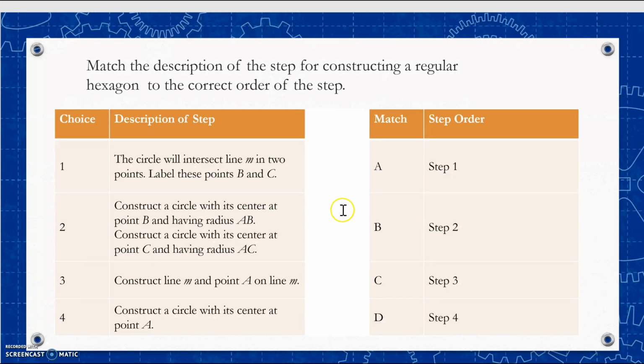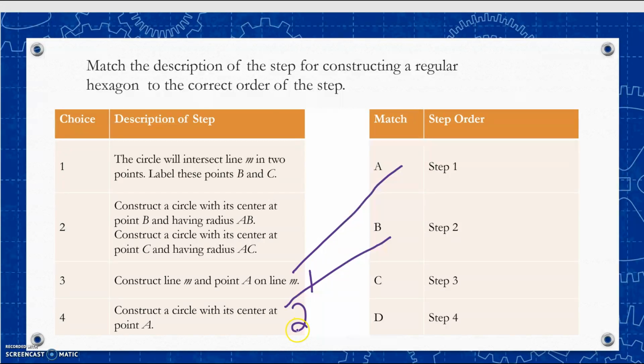Descriptions for the steps for constructing a regular hexagon. We're going to put them in order, and I'm just going to use the numbers this time. It makes life so much easier. So first we construct line M with point A on the line. That is the first step, or A. And then we construct a circle with the center at A. That is step 2.